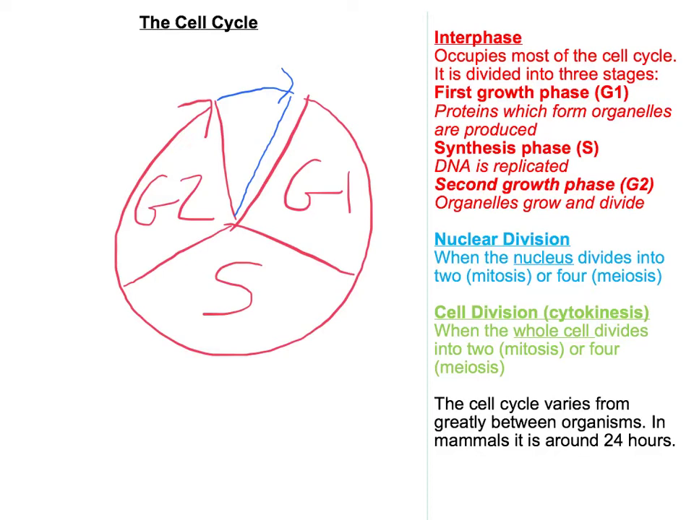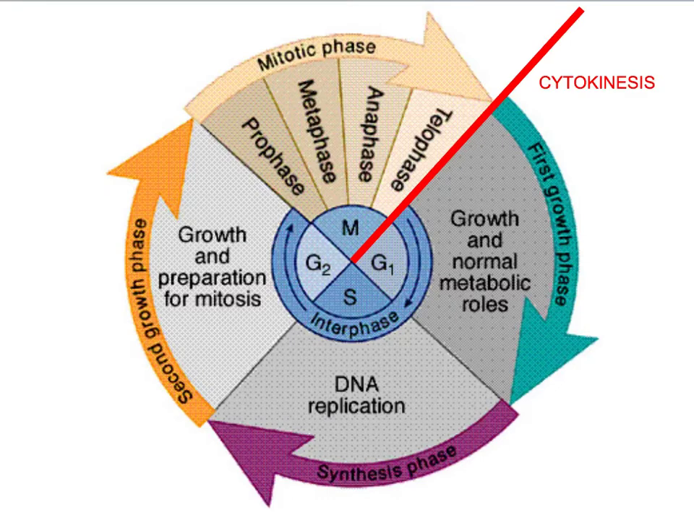And then finally, after you've had nuclear division, this bit just here will be cytokinesis, and that is where the cell actually splits in two. So the cell cycle: interphase, preparing, readying for division; nuclear division, just the nucleus dividing; and then cytokinesis, the whole cell dividing. I've got a diagram here that shows you it in a bit better detail.